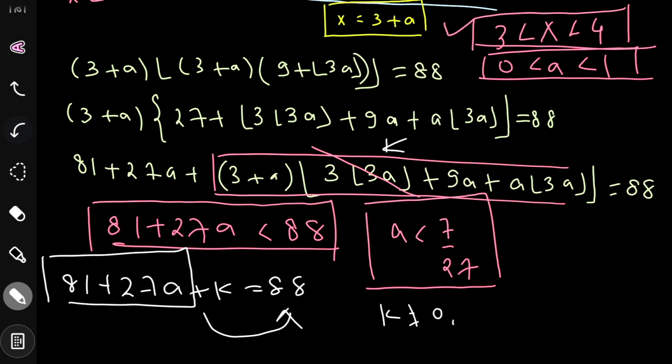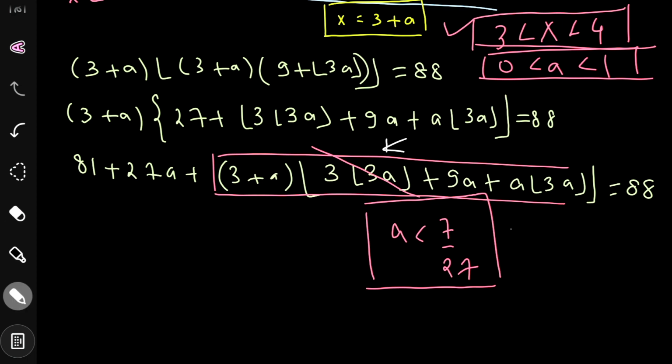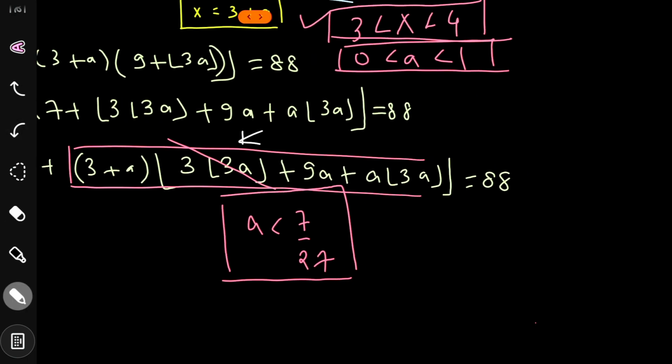Any value of a that is smaller than 7 upon 27, these combined terms will give us a result that is smaller than 88. Hence k will have some positive value. Okay. So here we have got the final range for a, that is a smaller than 7 upon 27. Keep that as it is. Now if a is smaller than 7 upon 27, if I multiply 3 on both sides, 3 times a would be smaller than 7 upon 9. Now let us express 7 upon 9 in decimal form. So we will get 3 times a is smaller than 0.77.